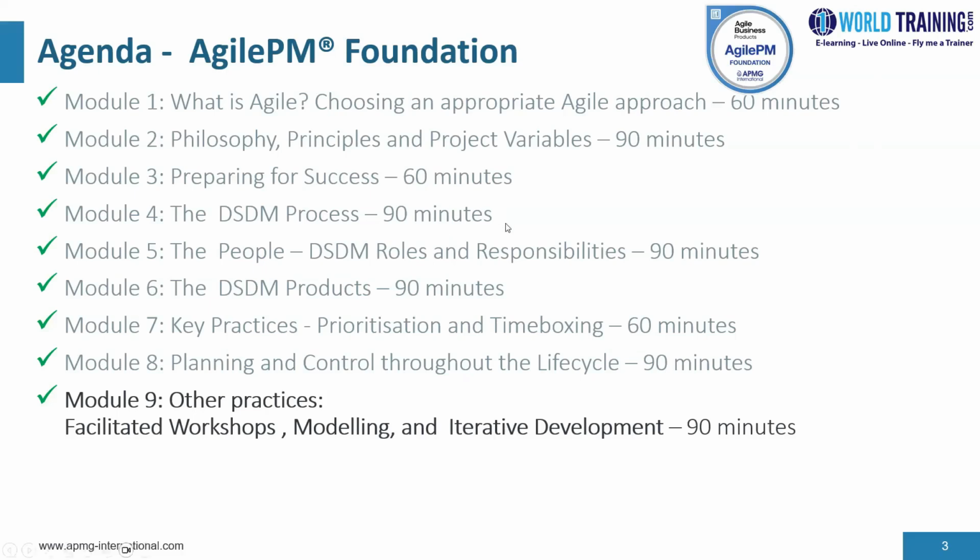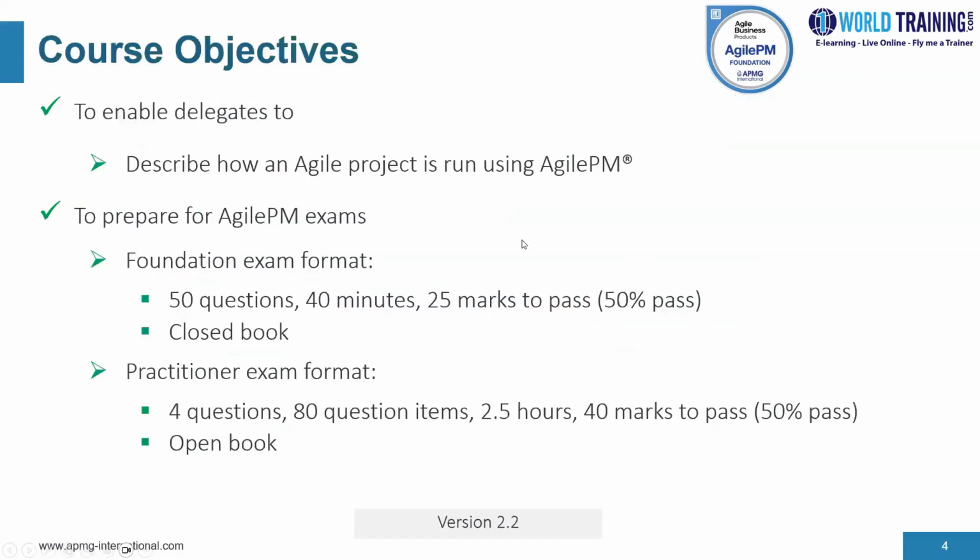Now, let me lay out the course objectives for you. Agile Project Management version 2 contains significantly more guidance than previous versions, so this course is based on version 2 of AgilePM. Typically, classroom trainings run over 5 days. But since this is online e-learning, we have given you some indicative time for each of the modules.